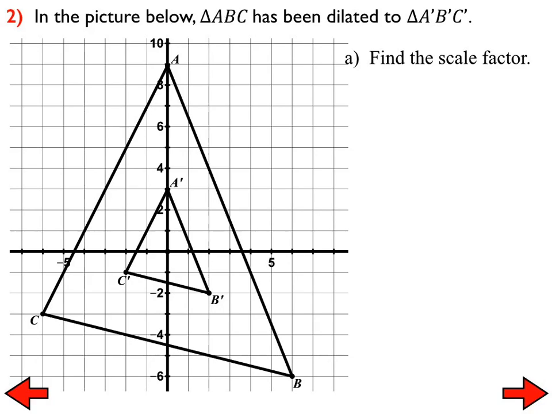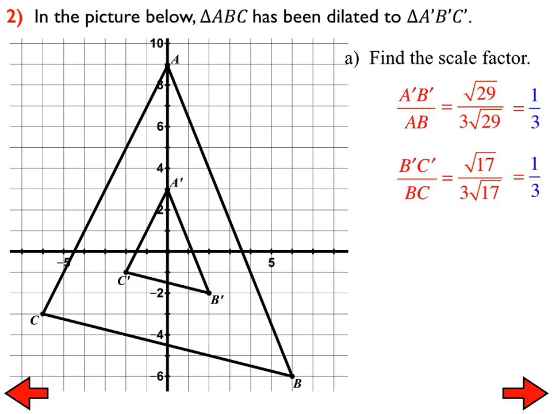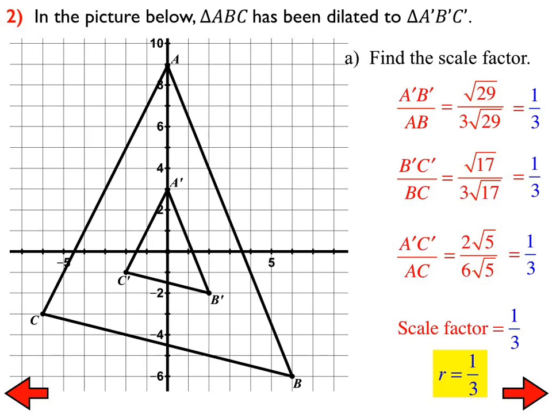Well, if I compare the lengths of the corresponding sides, A prime B prime over AB, there are lots of ways we could do that, but you could create some right triangles and use the Pythagorean theorem. But we have square root of 29 over 3 times the square root of 29. Square root of 29 goes into square root of 29 once. And I know that there are other ways of finding the scale factor, but that's one way. So when we compare the ratios, they all simplify to 1/3. Therefore, r is equal to 1/3, or the scale factor is 1/3, or 1:3.